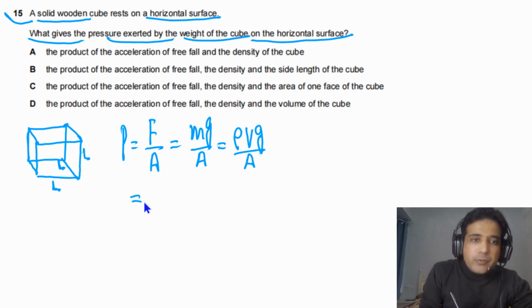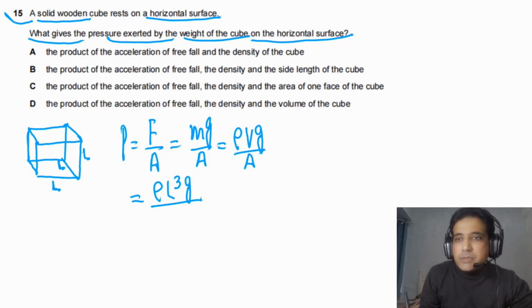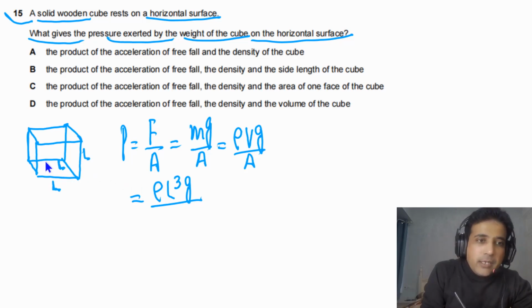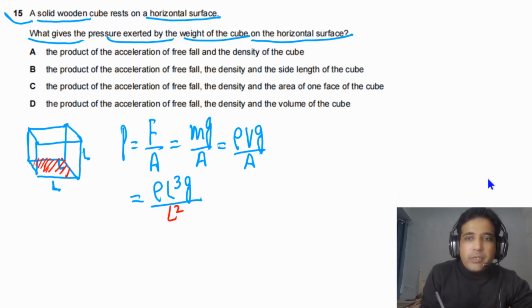But we need to understand the volume of this cube. The volume of this cube is simply L cubed, times g, and the cross-sectional area means this area in contact. And this area is equal to L squared. So simply we can cancel this L squared with this L cubed. So we will get rho L times g. And this is the value of P.